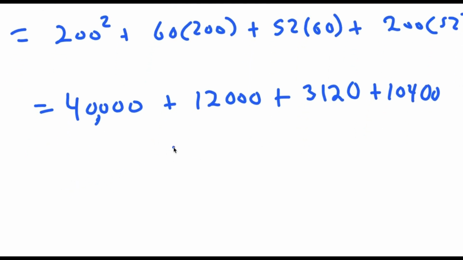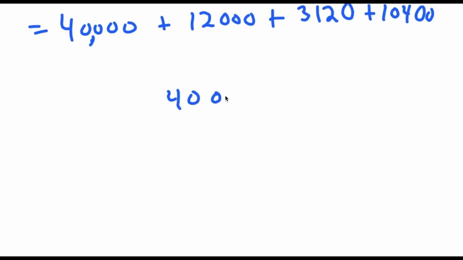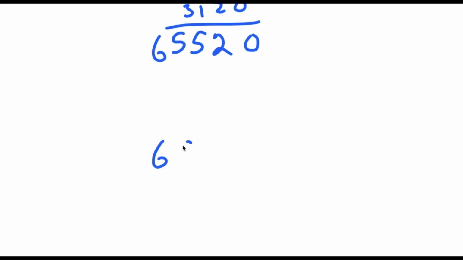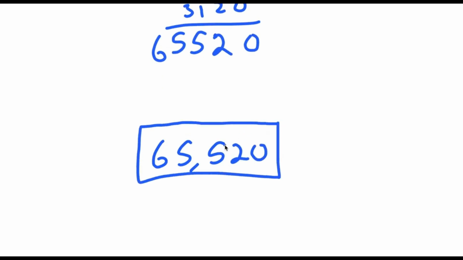And now let me actually add these all up. 40,000 plus 12,000 plus 10,400 plus 3,120. So now I'm going to add up all the zeros. And now 0 plus 0 plus 0 is plus 2 is 2. 0 plus 0 plus 4 plus 1 is 5. 2 plus 3 is 5. And 4 plus 1 plus 1 is 6. So I get 65,520 as my solution for this expression.